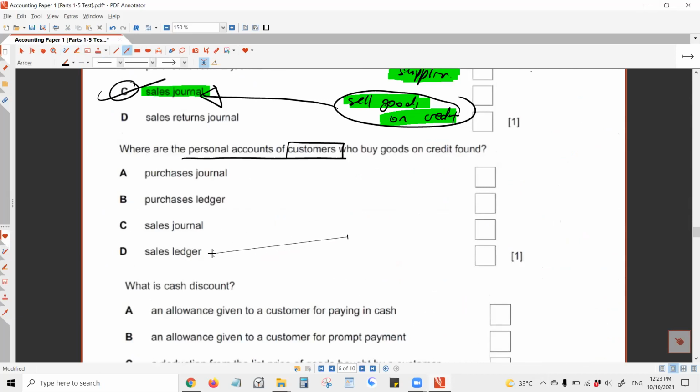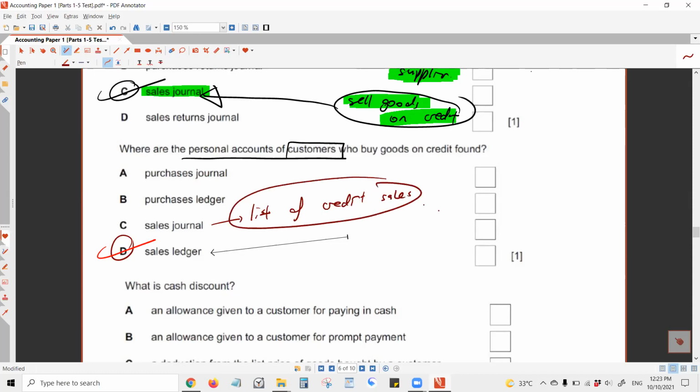Common mistake made by students, they go through C. C is wrong. Okay, C is a book of prime entry. That's not where you contain the customer's account. Okay, not C. C you can call it a list of credit sales. You can see a list of credit sales in the sales journal. Once again, I wait for 5 to 10 seconds, then I see the next one.